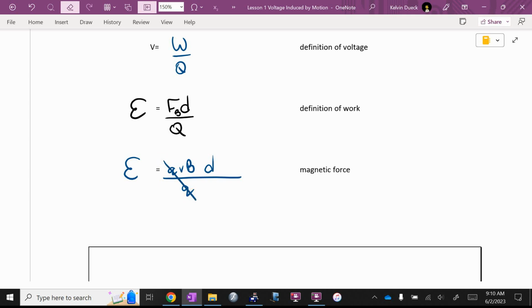See the lowercase v for speed? That's why I replaced the big V with the EMF symbol. Otherwise, you might be tempted to cancel out a V when you cannot. Have I mentioned occasionally we don't have enough letters? We don't.